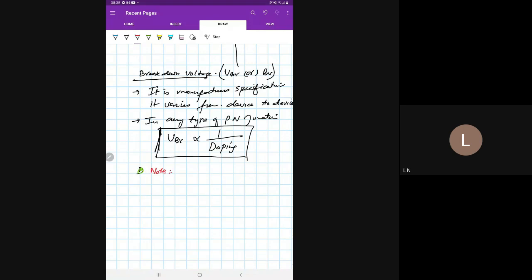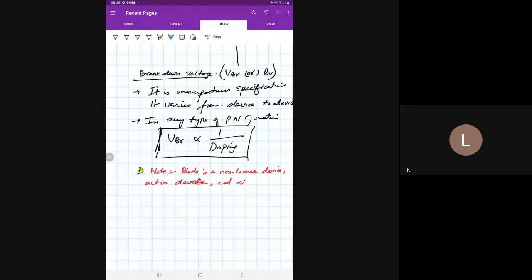Please note it down that diode is a nonlinear device. It is also an active device and also a unidirectional device.